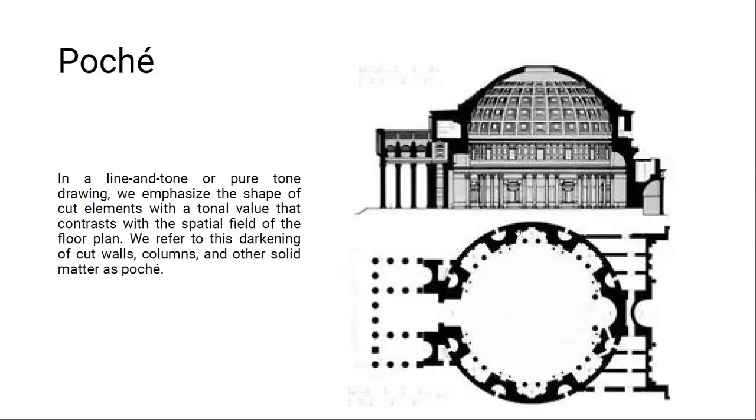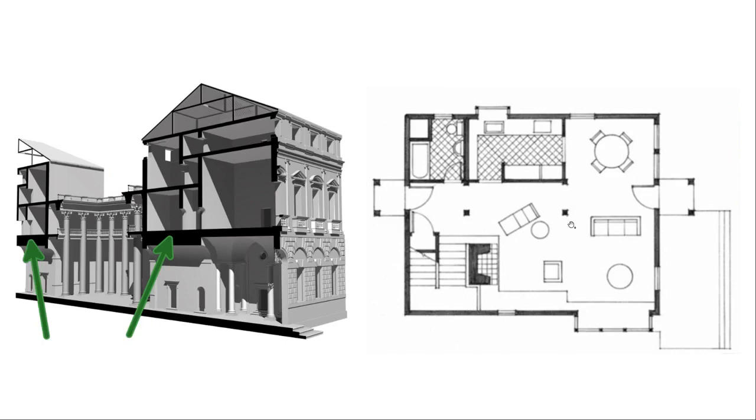Poche has to do with the idea of cutting buildings. Going back to the idea of sections, it allows you to see things easier and clearer, right? So sometimes we darken the cut walls to say that they're solid, and it allows us to have a clear view of the spaces. You can see it here and here.